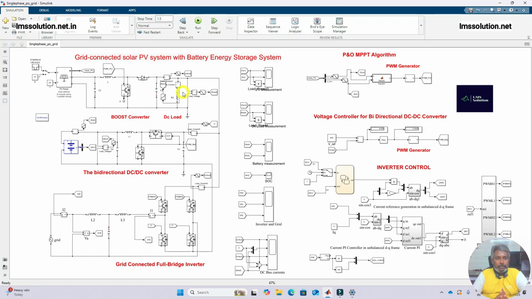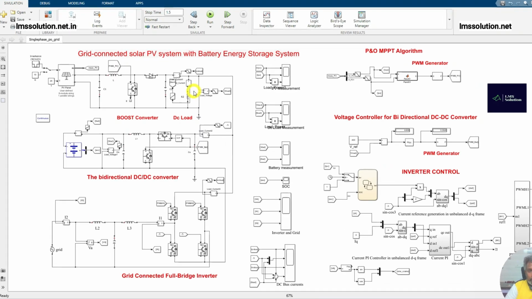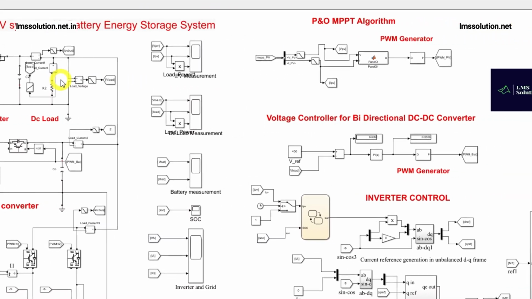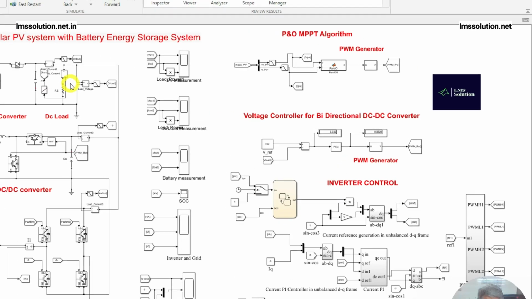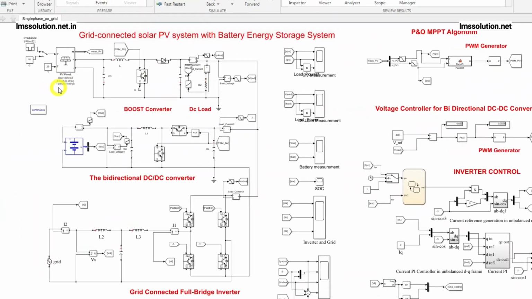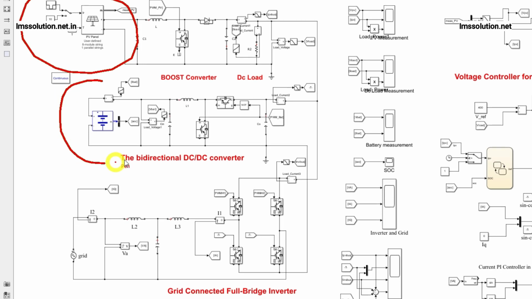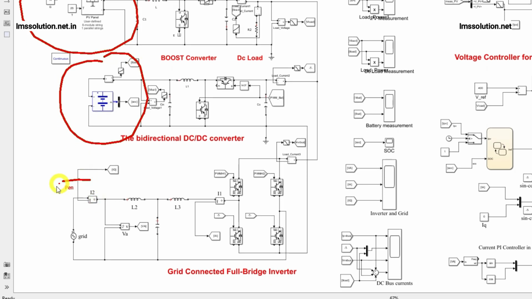Today we are going to see about grid connected solar PV system with the battery energy storage. So in MATLAB, this is a simulation model of that grid connected solar PV system with battery energy storage. This system consists of a PV array, battery energy storage, and a grid. The grid we are considering here is a single phase grid.